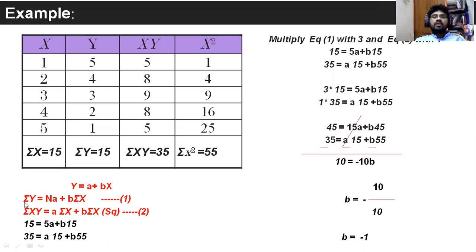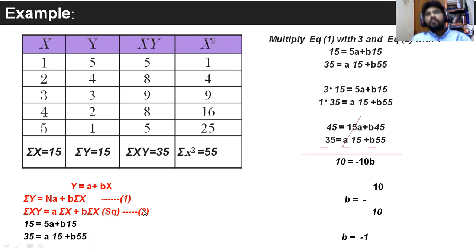So here I have gone through the normal equation method. See here, sum of y is equal to n into a plus b into sum of x. That is the first equation. The second equation, sum of xy is equal to a into sum of x plus b into sum of x square. Within the bracket, I have mentioned the square, SQ nothing but square, sum of x square. This is the second equation.